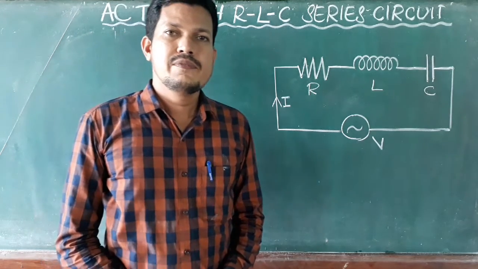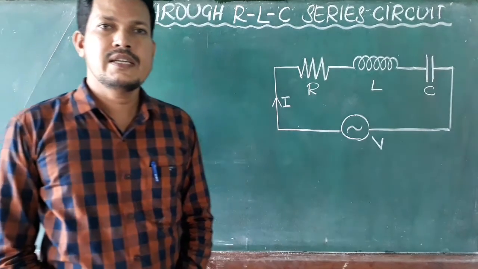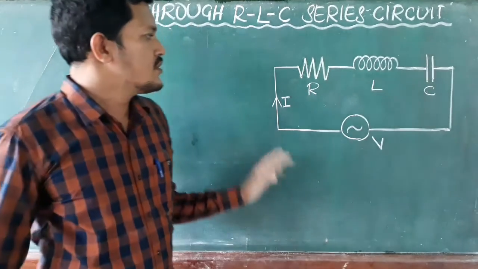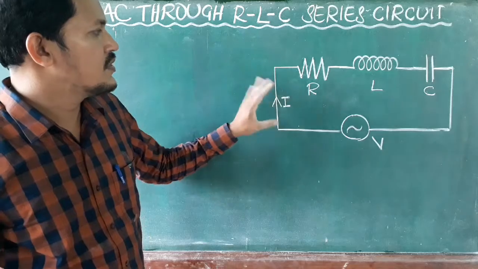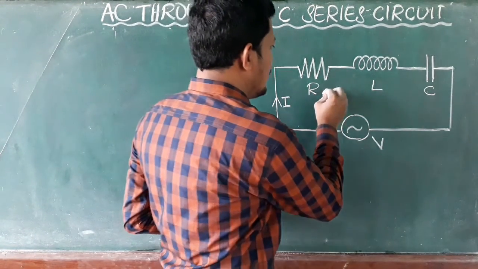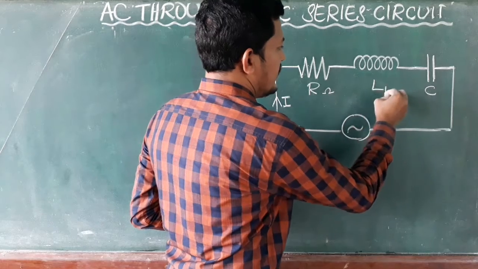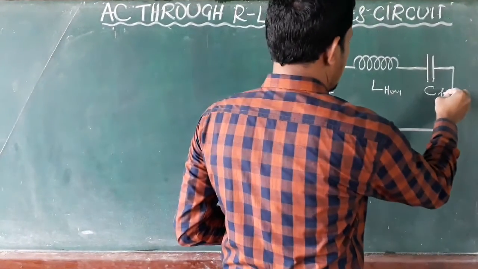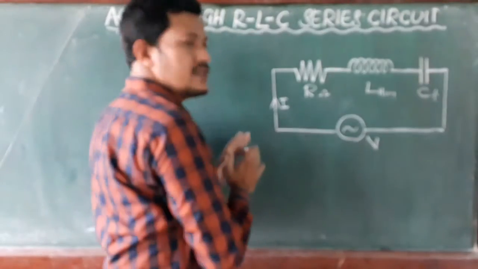Welcome. In this video, we are going to discuss a series resistance, inductance, and capacitance circuit. The circuit diagram is shown here. It consists of resistance in ohms, inductance L in henry, and capacitance in farad. So, we have to make it in the same unit.